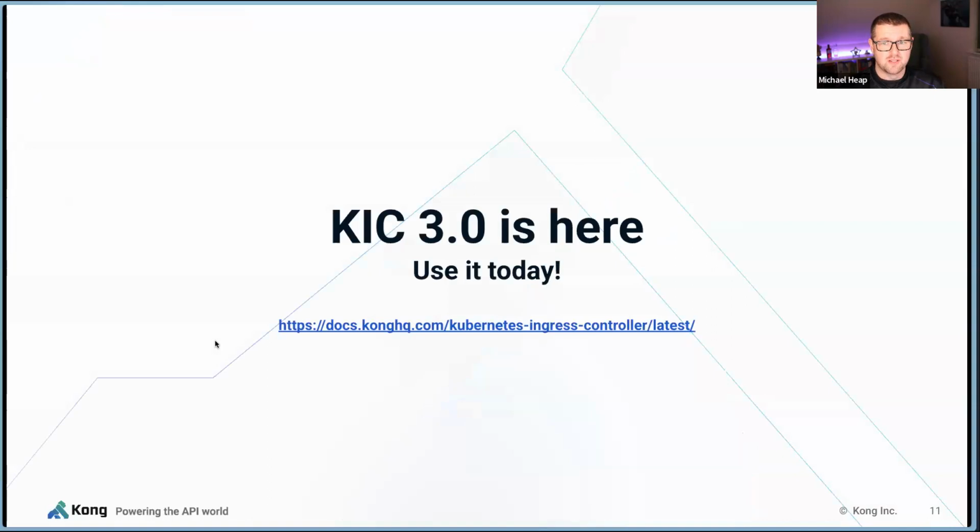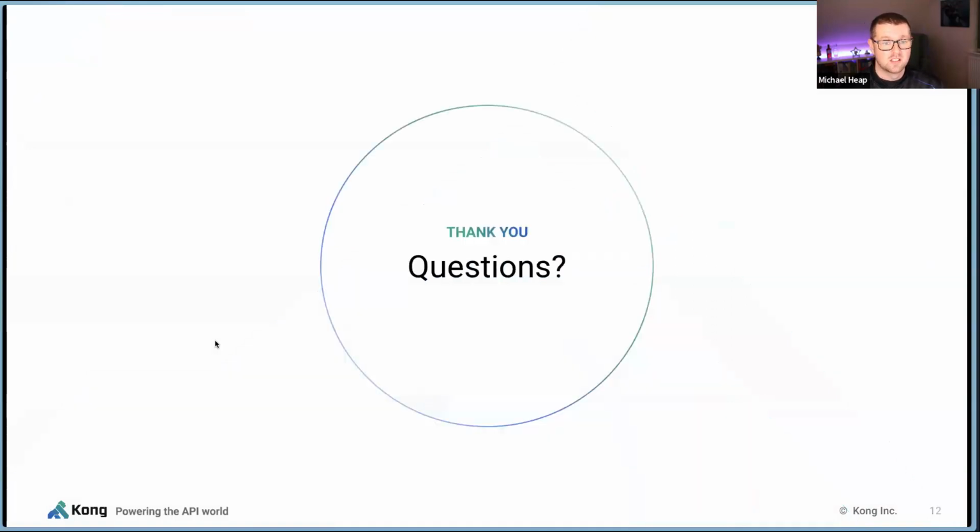Everything I showed you today is available to you in KIC 3.0. It is just a Helm install away. Helm install your release name kong/ingress. And you can start using Gateway API resources today. So why not go and give it a go? And with that, I think it's time for any questions you may have.